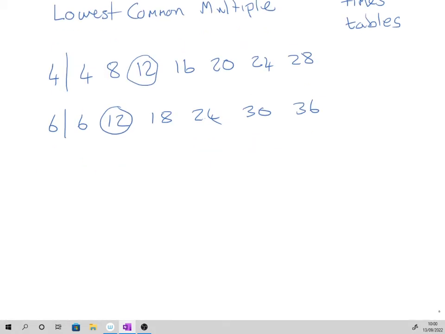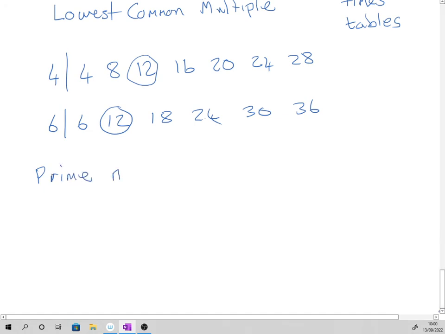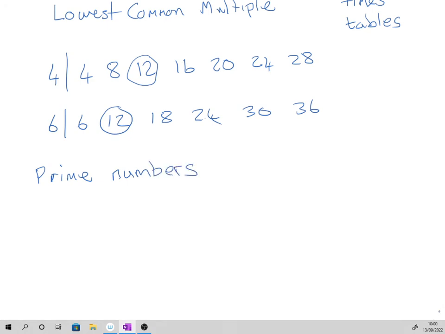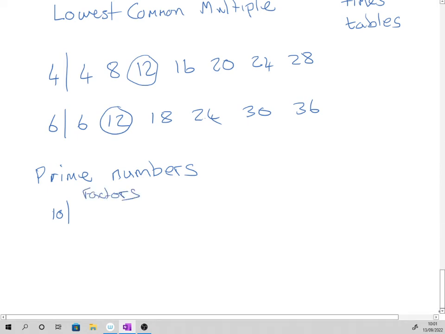Now, first of all, when we were looking at factors, another important set of numbers is prime numbers. Now, prime numbers, see how the number 4 and the number 6 have lots of factors, or lots of multiples, sorry. Oh, let's have a look. So if I take the number 10, the factors of 10 is 1 times 10 and 2 times 5. If I take the number 7, the factors of 7 is 1 and 7.